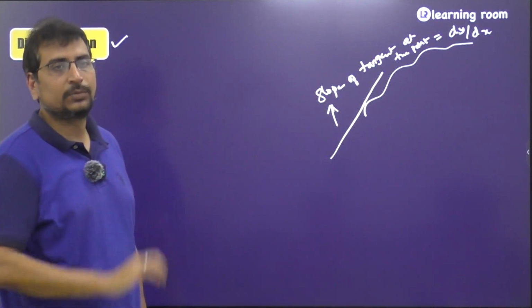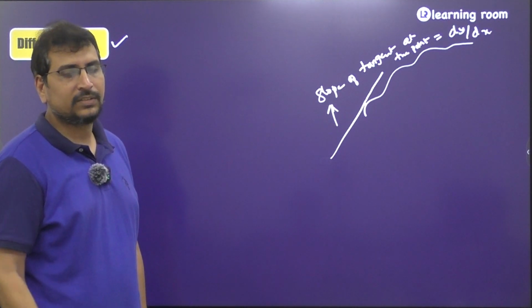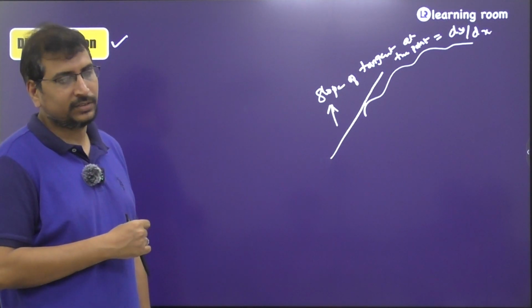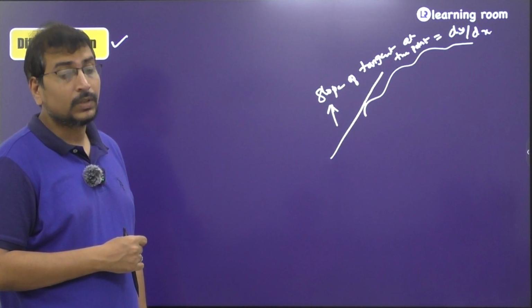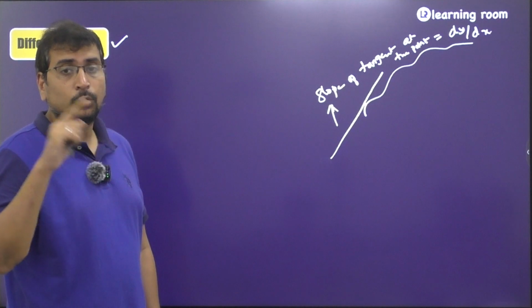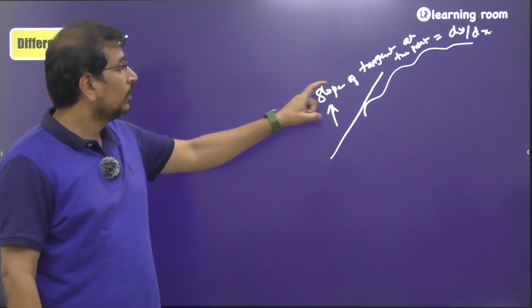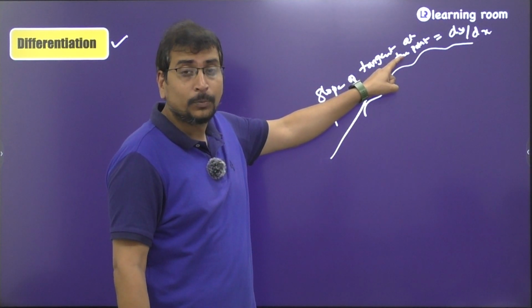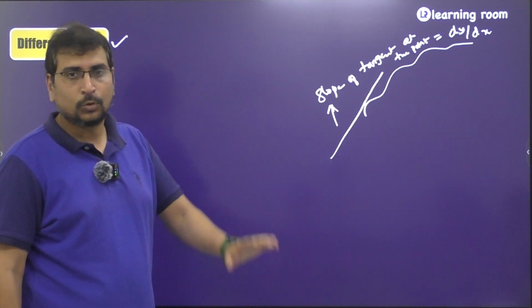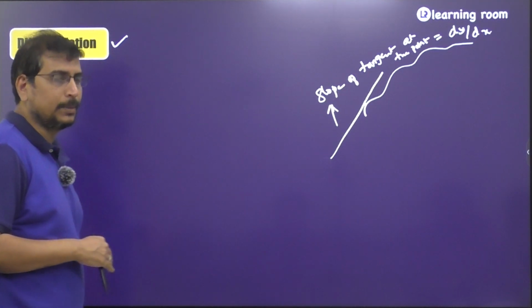Means delta is replaced with d. It's an infinitesimally small value. I'll tell you why this happens. So that is why when you talk about a curve, slope is defined at a point. So dy by dx means slope of the tangent. What did I mention? Slope of the tangent at the point. I didn't say slope of the tangent and leave it. Okay, but you need to understand why this is happening.